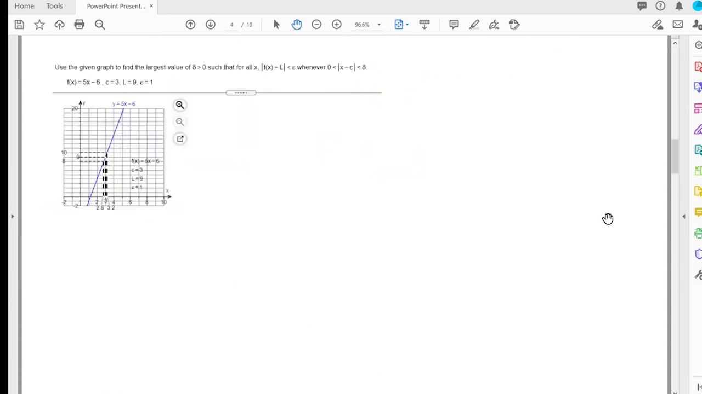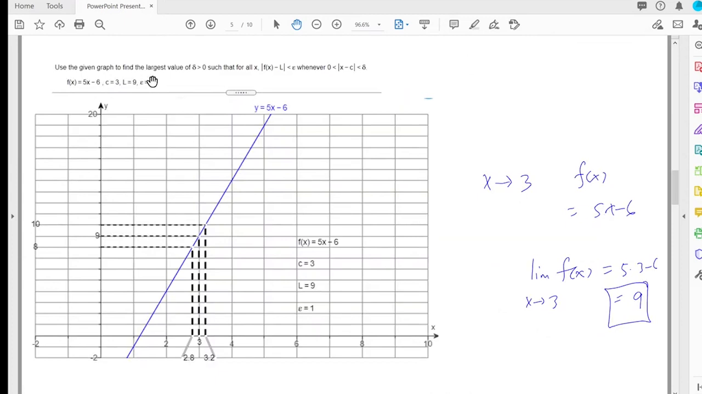So in this example, we are given that epsilon is 1. So if L is 9, then 9 minus 1 is 8, 9 plus 1 is 10. So the value of the function is going from 8 to 10, not including 8 and 10. And from this graph, as you can see, around 3, this is possible if you go from 2.8 to 3.2. So if you take any values from 2.8 to 3.2, the image of those values will be inside this interval.